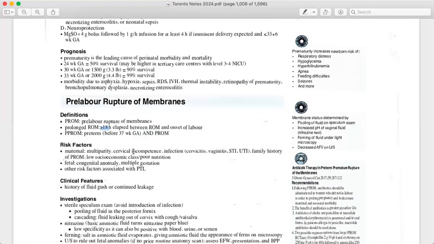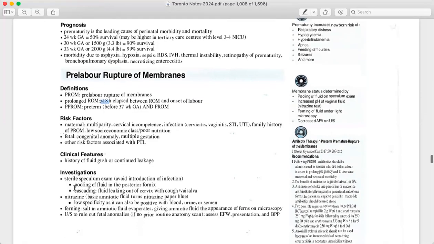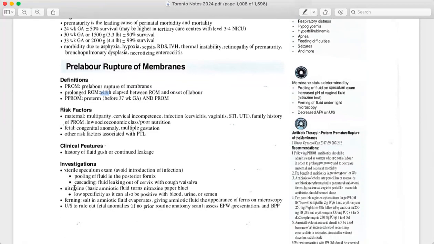Risk factors are multiparity, cervical incompetence, infection, family history, low socioeconomic class, and poor nutrition. Congenital anomaly and multiple gestation are also risk factors associated with preterm labor. Clinical features include a sudden gush of fluid or continued leakage from the vaginal area. Investigation is a sterile speculum examination. Usually we don't do it because we are not sure. If we do the speculum examination and end up rupturing the membrane, which was already intact, that's why it's kind of avoided.